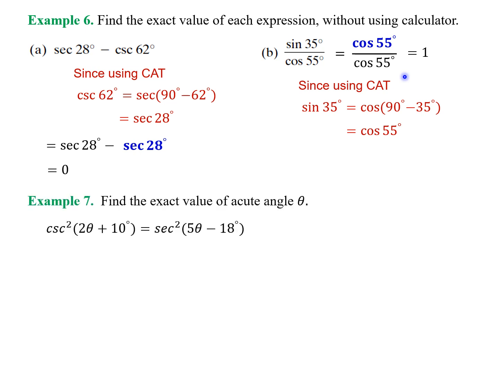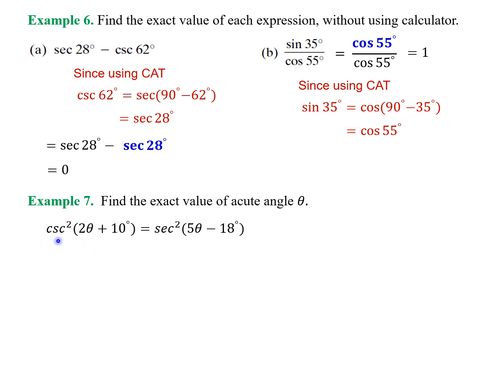For the next example, example 7, we're going to find the exact value of the acute angle theta. Now I want you to analyze the given function again and check the appropriate Pythagorean identity that you can use. Cosecant squared and secant squared. Remember, both of these are squared. Maybe we can recall Pythagorean identities. As I remember, cosecant squared is related to cotangent squared, because 1 plus cotangent squared is cosecant squared. And secant squared is related to tangent squared, because secant squared is equal to 1 plus tangent squared. So I think Pythagorean identities are not appropriate to use here.